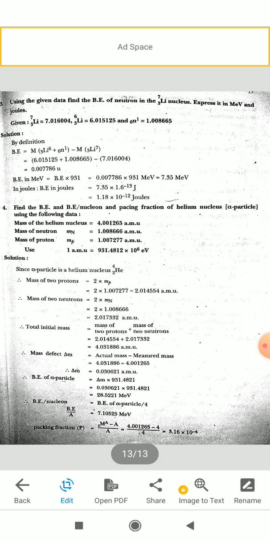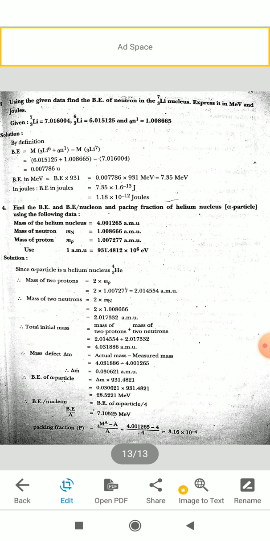One atomic mass unit is 931 mega electron volt. So if we multiply, we are getting 7.35 mega electron volt energy in this case. Now if we convert into joule, mega means 10 to the power 6 and electron volt means 1.6 into 10 to the power minus 19. So that is 1.6 into 10 to the power minus 13, which we multiply by 7.35. So we are getting the binding energy in joule as 1.18 into 10 to the power minus 12.